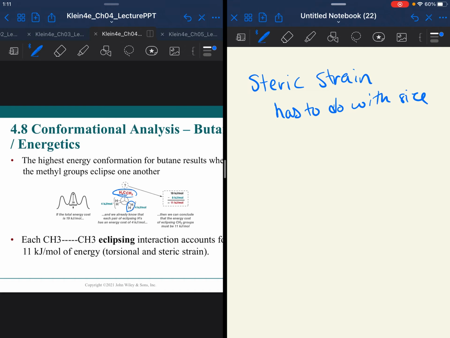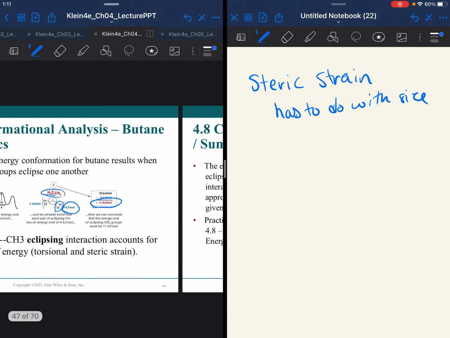It's different from torsional strain, right? They both stem from the electron clouds getting too close together, but they are defined differently. The torsional strain is simply about the dihedral angle. The H's eclipsing each other, torsional strain. The methyl groups eclipsing each other, torsional strain. The steric strain explains the difference. Why two methyl groups overlapping would give you an 11 kilojoule difference, whereas two hydrogens overlapping give you a 4 kilojoule per mole increase in energy. All right, so torsional strain and steric strain are things that you are going to hear a lot in this next chapter or two.